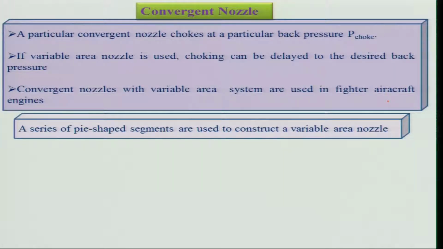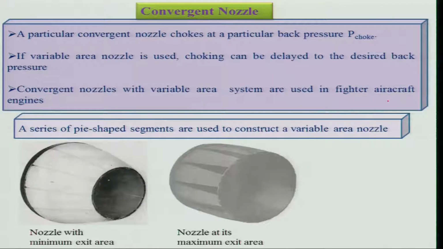A series of pie shaped segments are used to construct a variable area nozzle, which is shown here. In this case, this is the lower exit area, where the velocity comes out. And when you need maximum, we can increase this area. This is also the exit area of the nozzle. So by simple technology you can increase it or decrease it, it is like a collapsible gate that you can increase or decrease. Some mechanism has to be there.